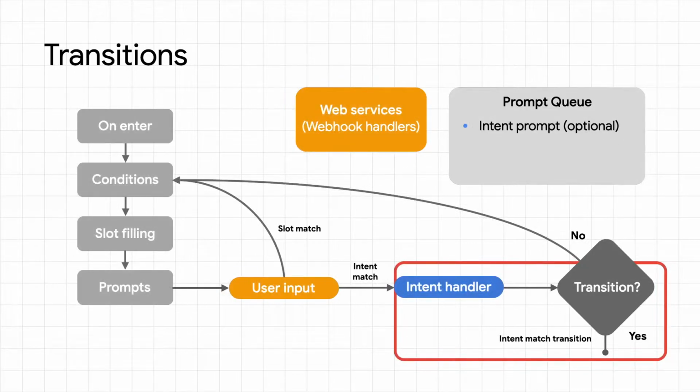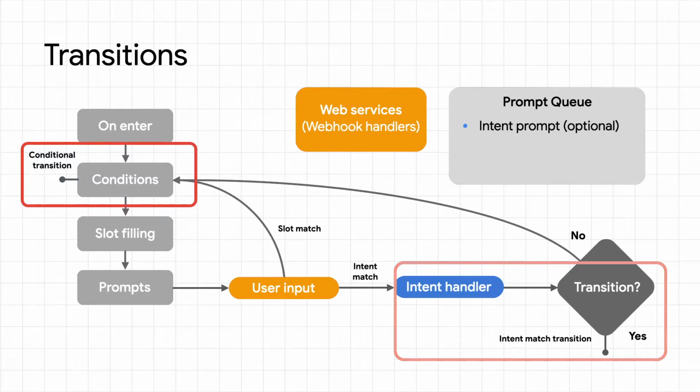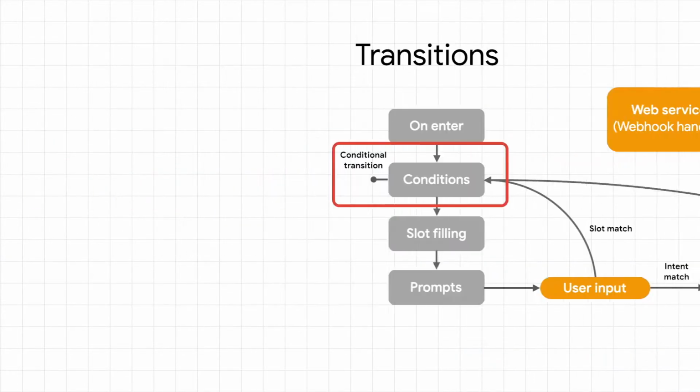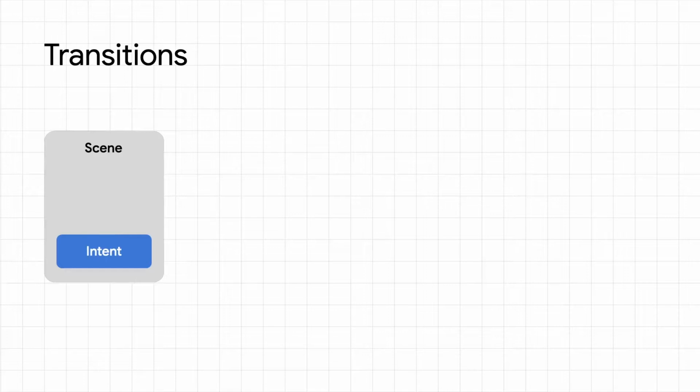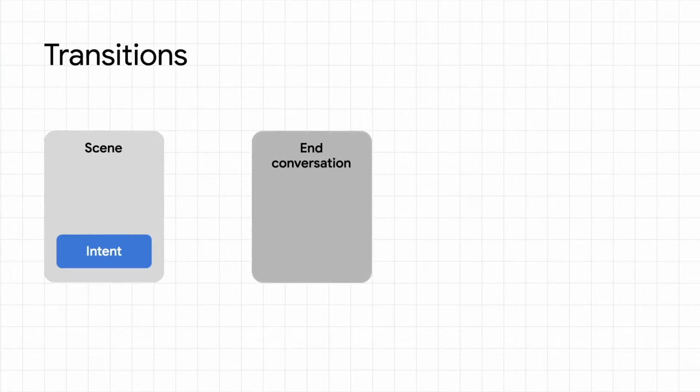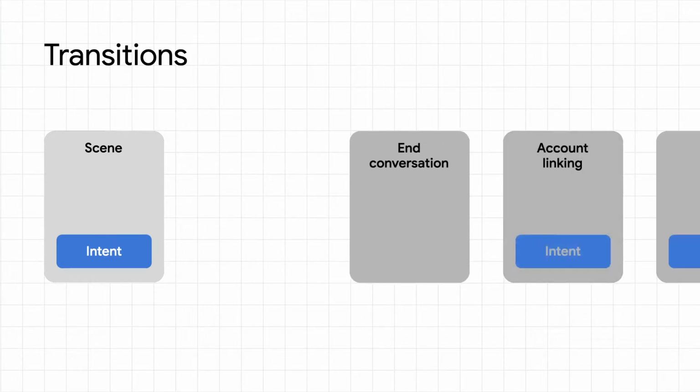The last section is transitions. Transitions are when you move from one scene to another. From the prior example, you can have a transition to a new scene during an intent match. You can also have transitions when certain conditions are met. These transitions can go to another scene as well as to system scenes. System scenes are built in and are provided by the assistant. These scenes are items like end conversation, account linking, and more.